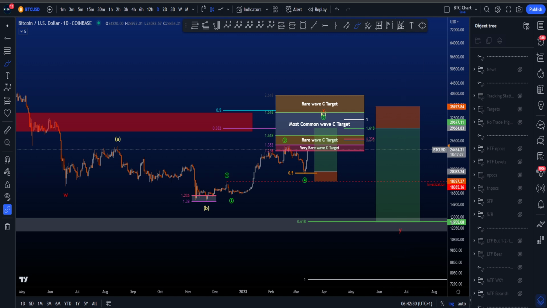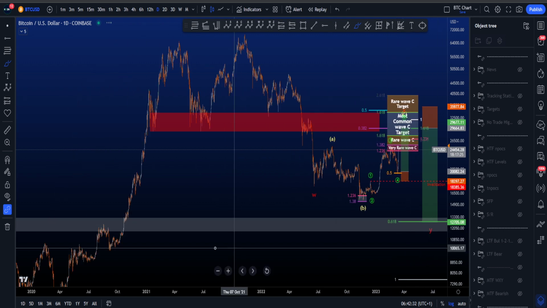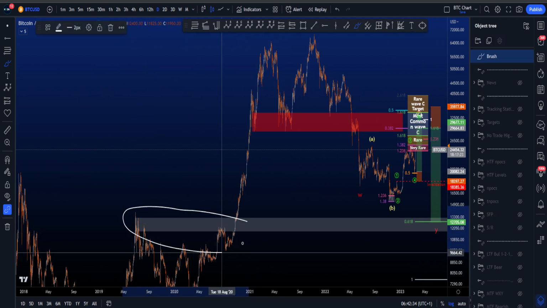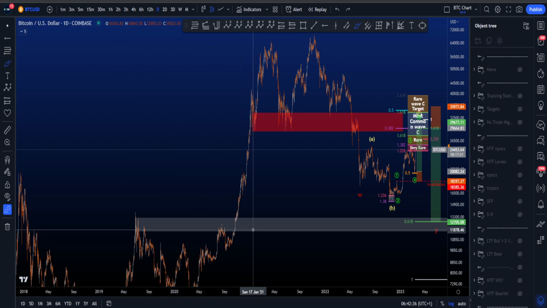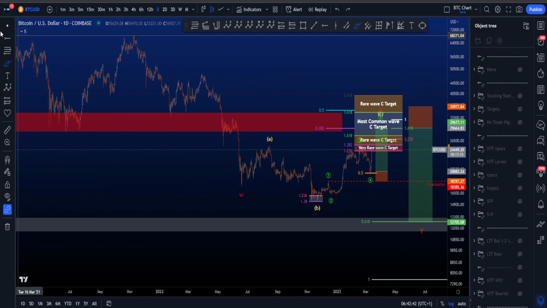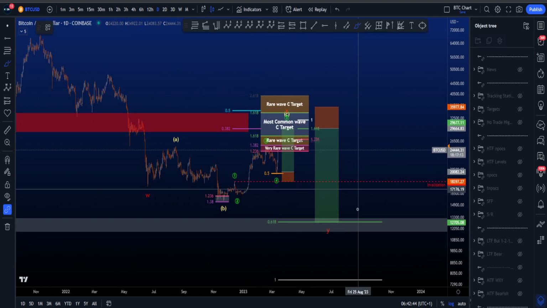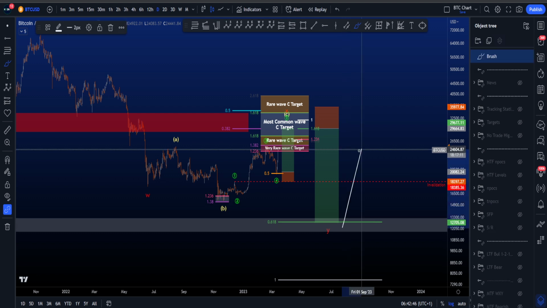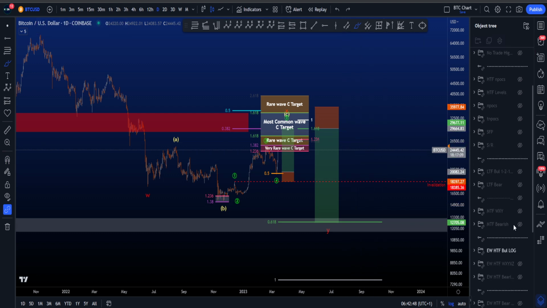is at a level of about 12.7k, which also has nice confluence with the potential backtest and support area over here, which is an area that we haven't seen yet after we had the bull run in 2020. So that can be an interesting support and backtest area for a potential long to the upside.